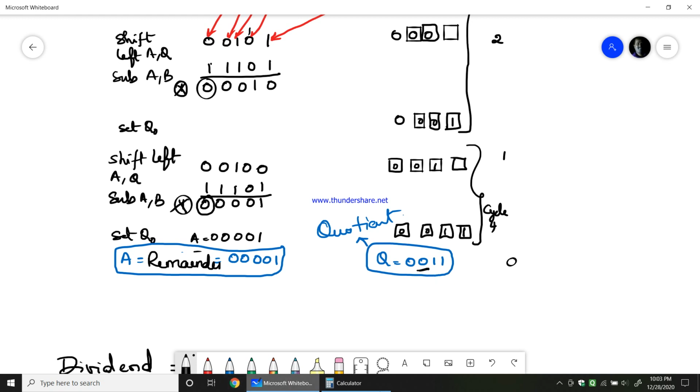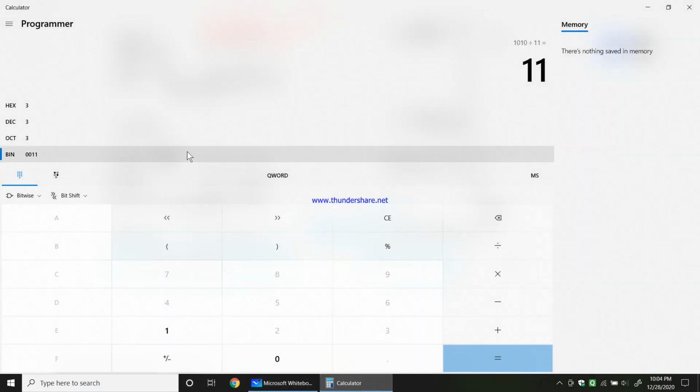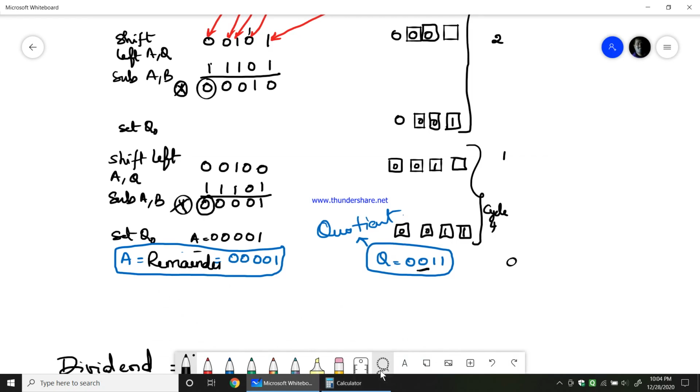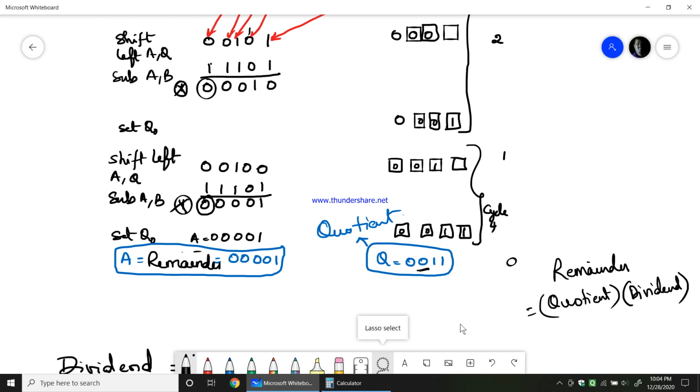Anyway, in this calculator, to get the remainder I think we should use a formula. I think we all know that remainder equals dividend minus quotient multiplied by divisor.